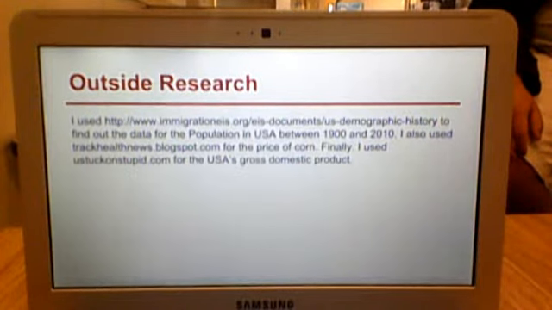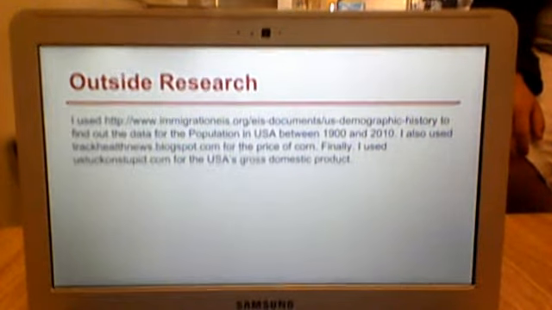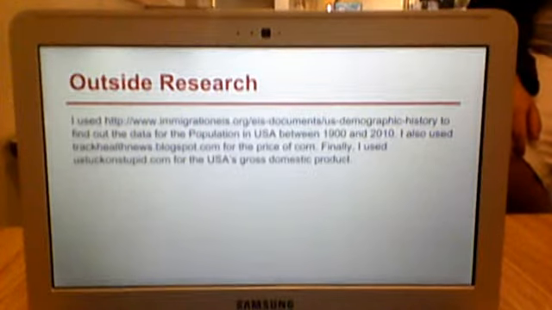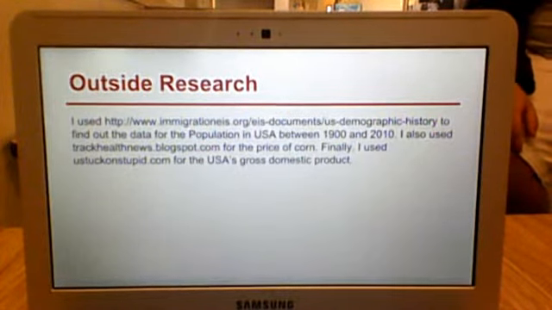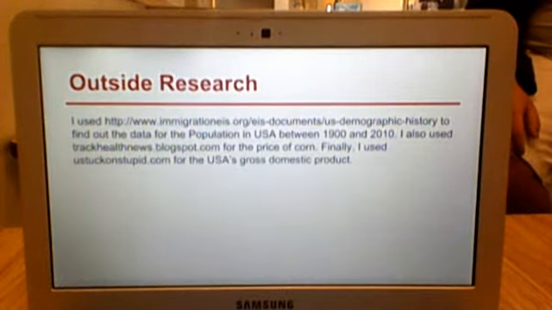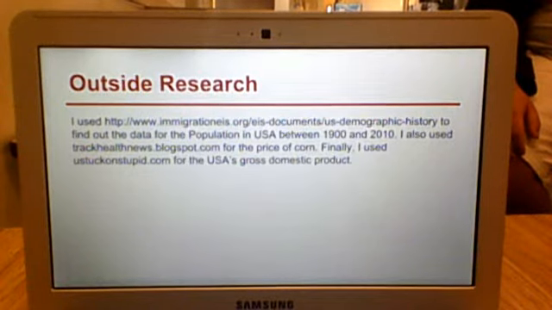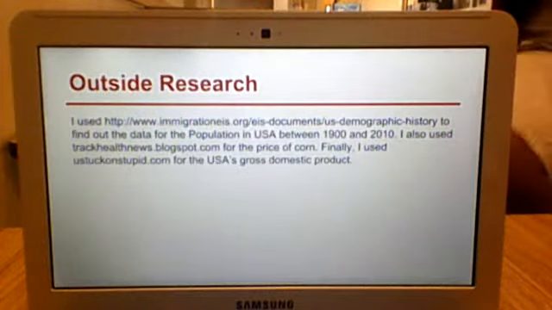So I used multiple sources to find my information and data. I used immigrationeis.org to find out the data for my population. I also used trackhealthnews.blogspot.com for the price of corn, and I also used youstuckonstupid.com for the U.S. gross domestic product.